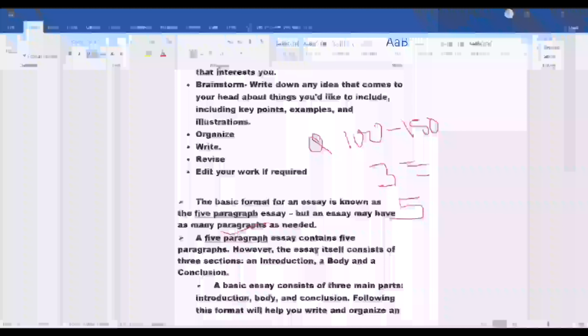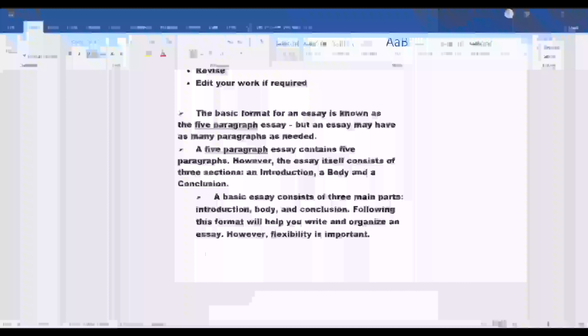So, a basic essay consists of 3 main parts: introduction, body, and conclusion. Following this format will help you write and organize an essay. However, the flexibility is important.